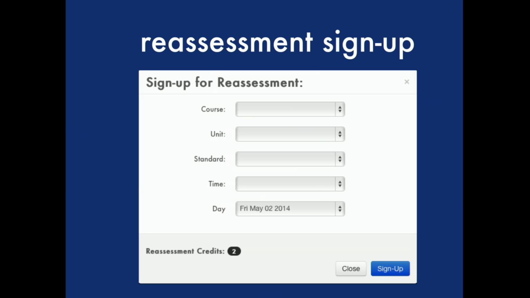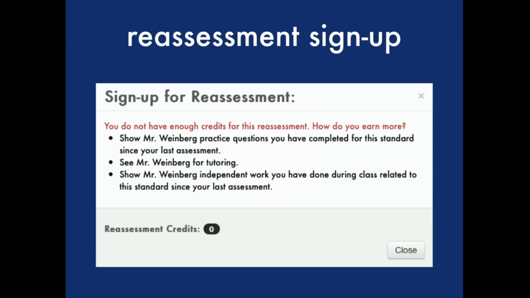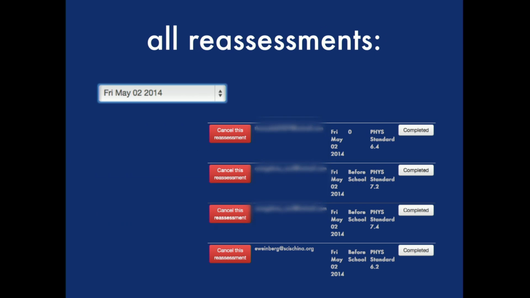Students could sign up for a quiz at a given time. They could look and see what assessments they had signed up for, what quizzes they had signed up for. And also, I have a system of credits, which makes it so they can't just sign up a billion times. If they do homework or see me after school, they get a credit, which they then can use to sign up. And for me, I saw all of the assessments in real time, and I knew at the beginning of the day exactly who was going to be coming in.